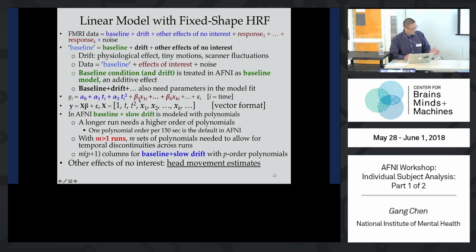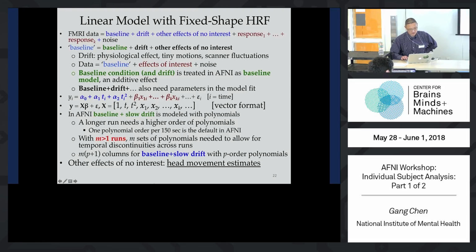Then the head motion, that's pretty much standard nowadays. Also, when you have multiple runs, of course, each run has its unique drift effect. So if you have quadratic, then each run you will have 3 parameters for the slow drift. If we have 2 runs, we would end up with 6 parameters, right? Six regressors for baseline and the slow drift.